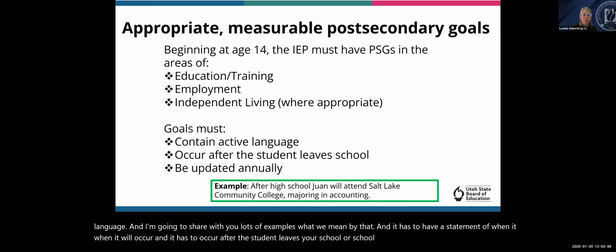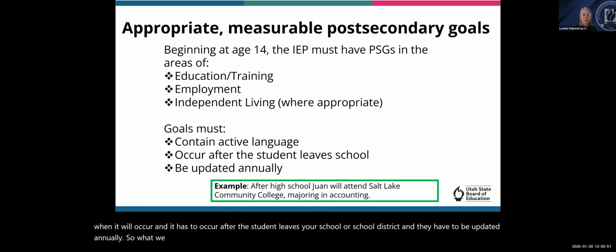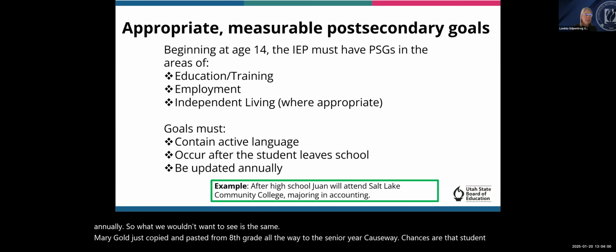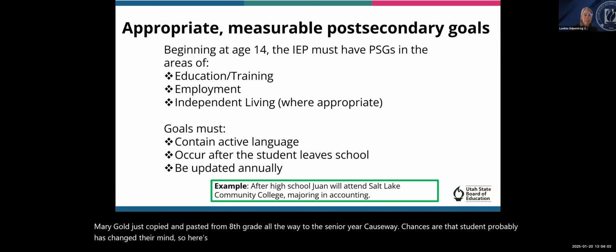And they have to be updated annually. So what we wouldn't want to see is the same post-secondary goal just copied and pasted from 8th grade all the way to the senior year, because chances are that student probably has changed their mind. So here's an example of a compliantly written post-secondary goal.